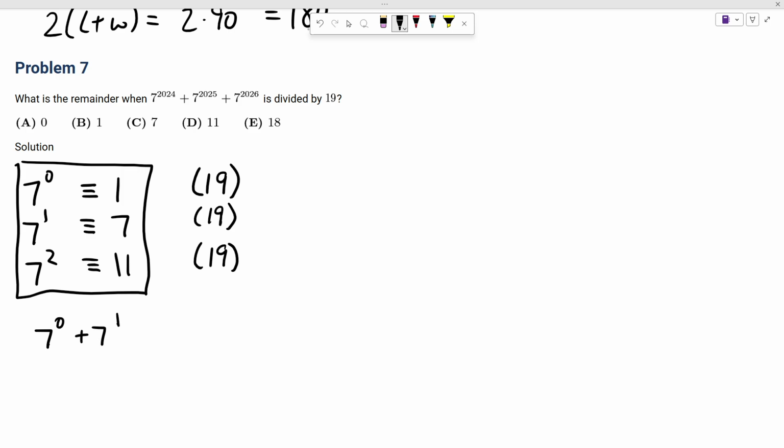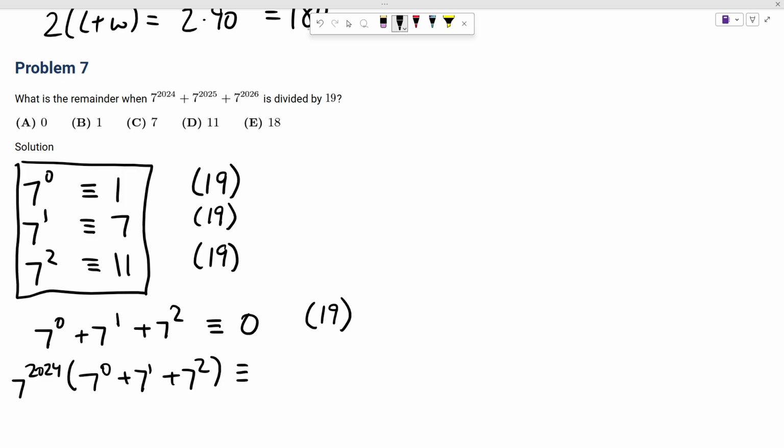So 7 to the 0 plus 7 to the 1 plus 7 squared is divisible by 19. That means that if we multiply the whole thing by 7 to the 2024, it's also going to be divisible by 19. But this is just equal to this. So that means the sum is divisible by 19.